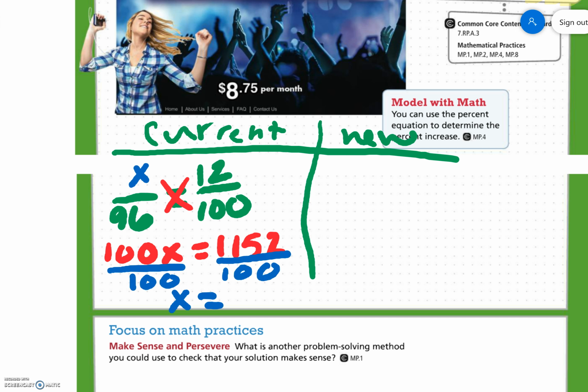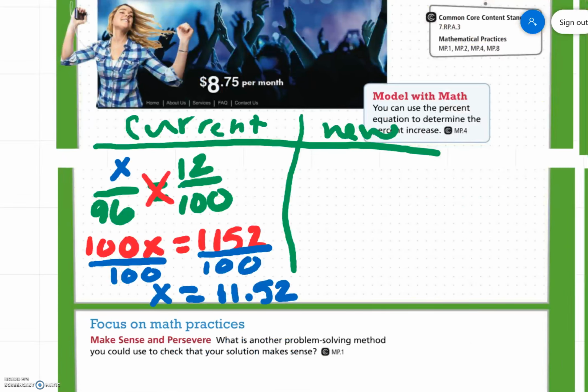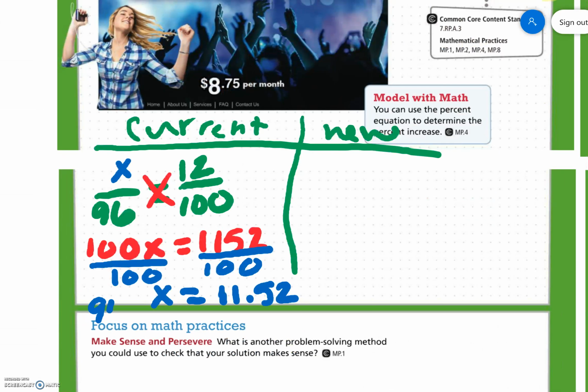So that gives me x equals 11.52. So that means they're going to increase the price by $11.52. So I'm going to do 96 plus 11.52, which equals 107.52. Next, the new streaming service is $8.75 per month.